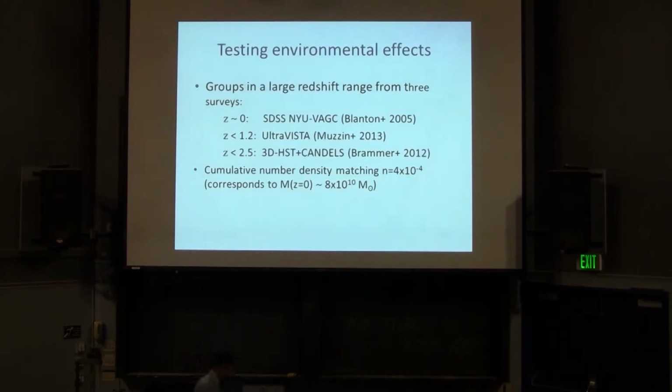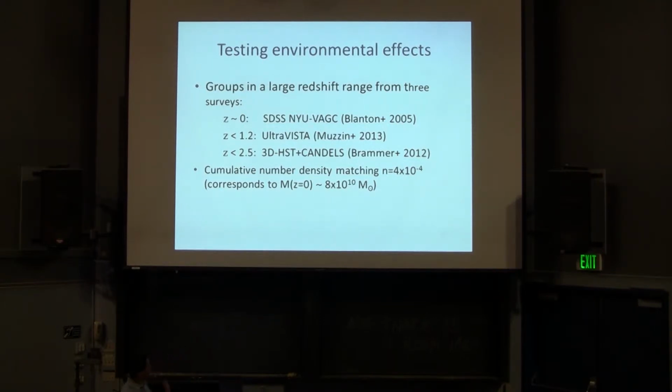To answer the second question, what I'm going to do now is look again at groups in a large redshift range, and I'm going to utilize data from 3 catalogs, or actually 4 surveys. At redshift 0, SDSS, NYU Value-Added Catalogs; UltraVISTA, which is an infrared ESO survey which recently had its first data release and public catalogs; and then CANDELS and 3D-HST. The catalogs come from the 3D-HST group. These are just photometric catalogs based on CANDELS data in addition to the 3D-HST data.